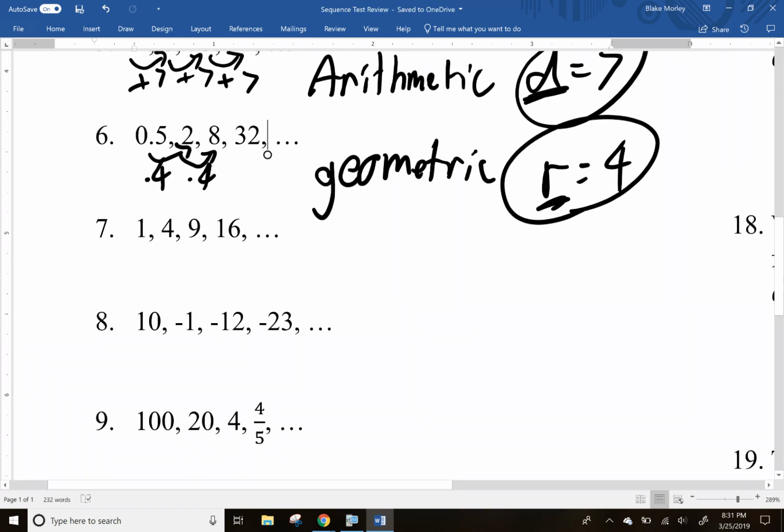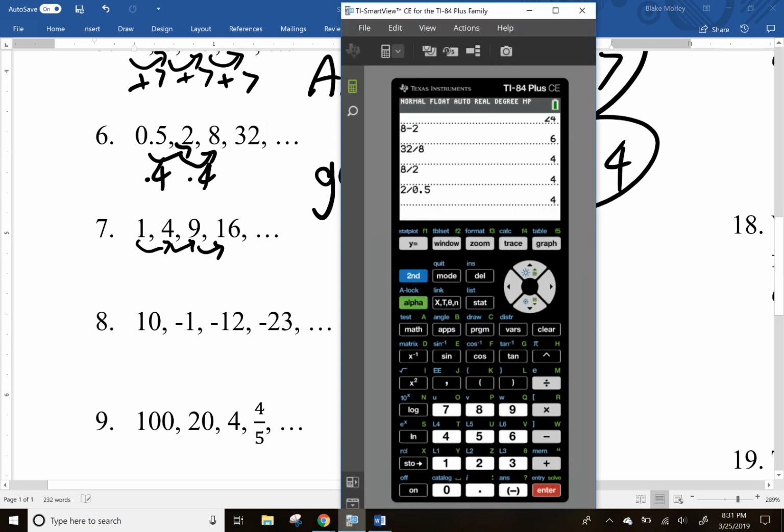Let's test number 7. So let's see if it's arithmetic. Let's try that first. So let's take the last number and subtract the previous. 16 minus 9 is 7. 9 minus its previous number, 9 minus 4, is 5. Okay, so I got different numbers there, right? 7 and 5. So it's not arithmetic, because arithmetic would have had the same thing there.